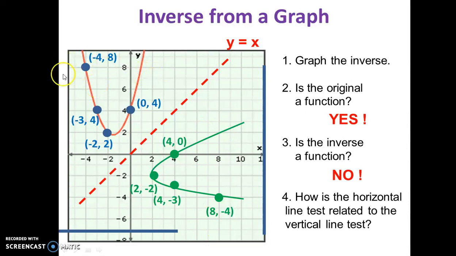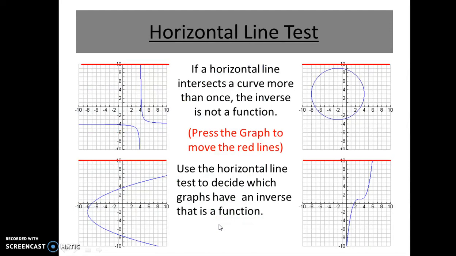So you can perform the horizontal line test here. If it hits twice, then you know automatically the inverse, even if you don't have the graph of it, will not be a function, because if it passes twice here, the vertical will pass twice this way. All right, so here's some images that show the horizontal line test.